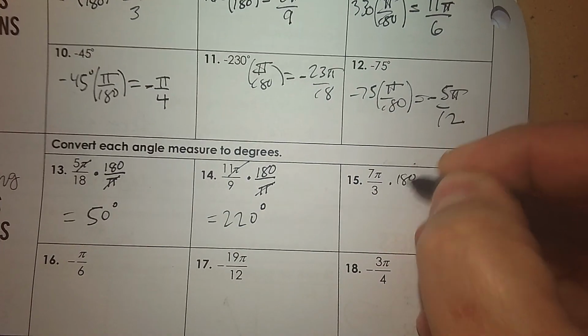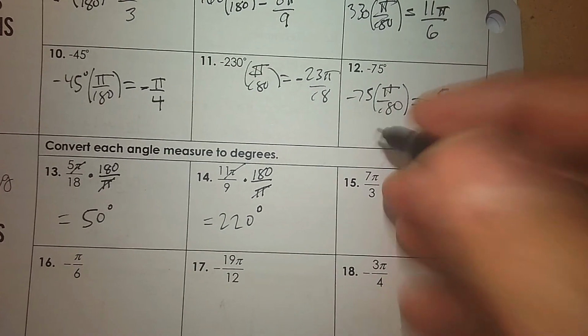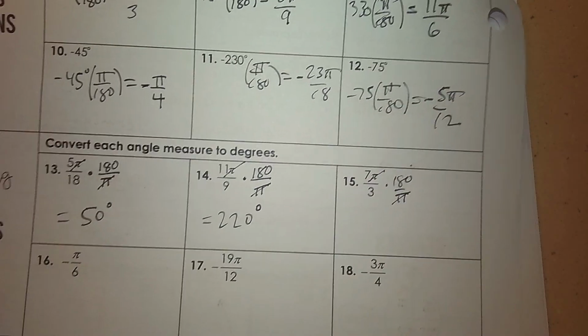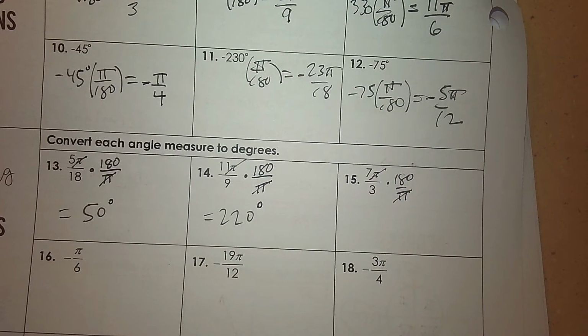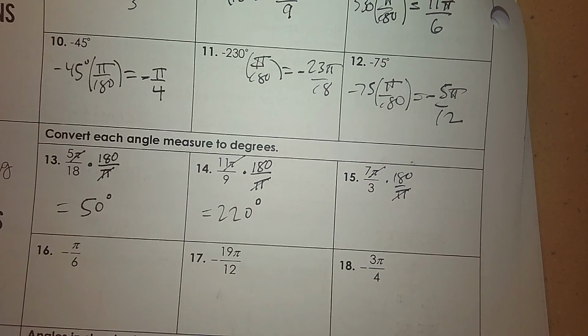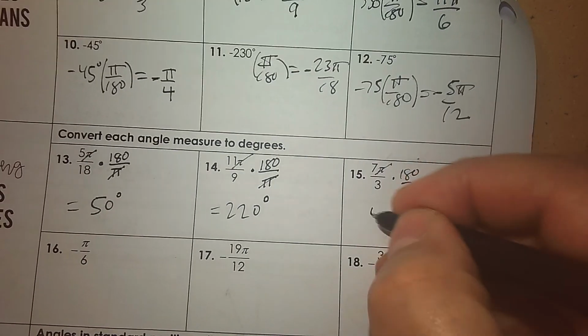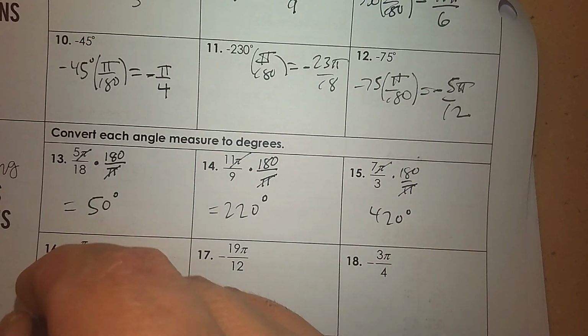180 over pi. So in your calculator, the pi's divide out. So we have 7 times 180 divided by 3. 420.